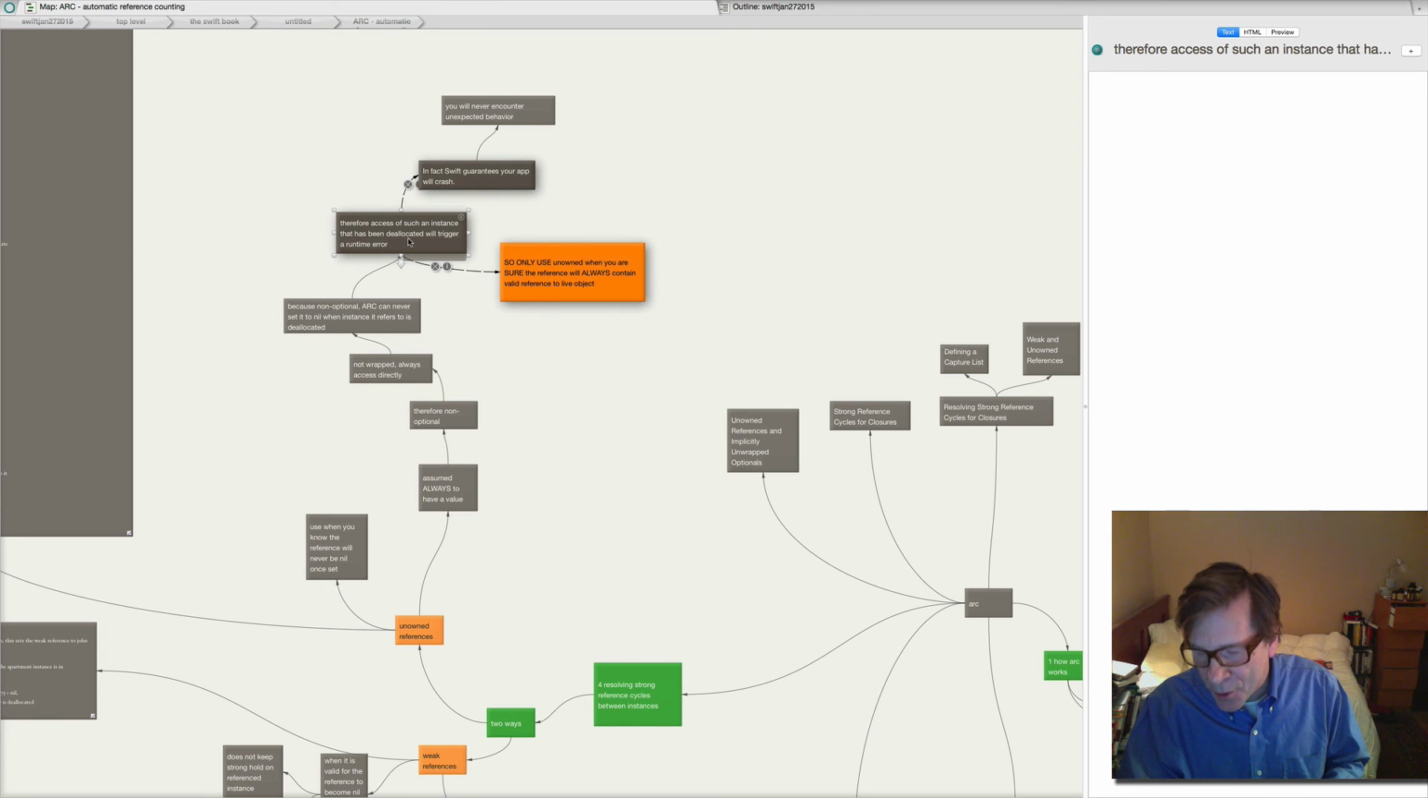Therefore, you have to be sure when you set an unowned reference that it is in fact never nil after initialization, that there's always something in it. In fact, you can get a runtime error on a nil property on an unowned reference, and the behavior is completely predictable. The app will always crash. It is guaranteed to crash. Okay?